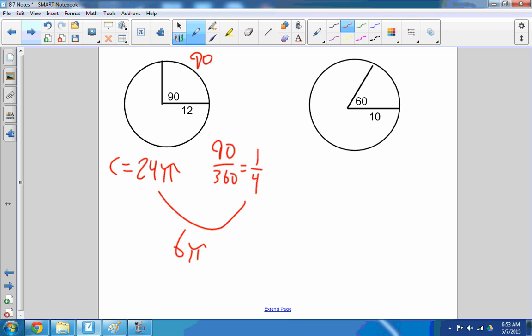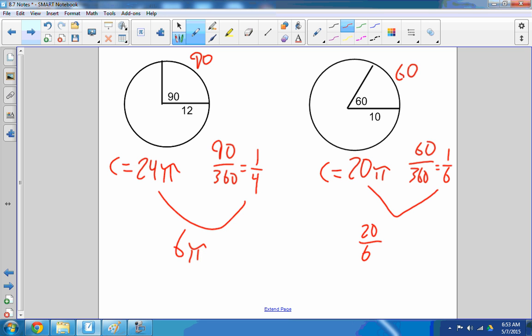Here, this next problem, our circumference is 2 pi r, so 20 pi. Our measure of the arc is 60 degrees, so 60 divided by 360, and that's 1/6. So multiply those, and you get 20 over 6 pi. I can simplify that to 10/3 pi.